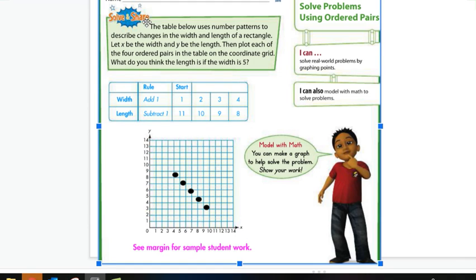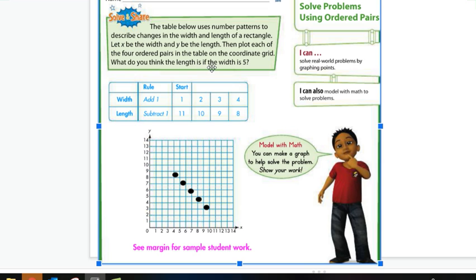All right, today, guys, you are going to learn how to solve word problems using what you know about finding ordered pairs and graphing them. So the table below uses number patterns to describe the changes in the width and length of a rectangle. X is going to be the width, and Y is going to be the length. Plot each of the four ordered pairs in the table on the coordinate grid.